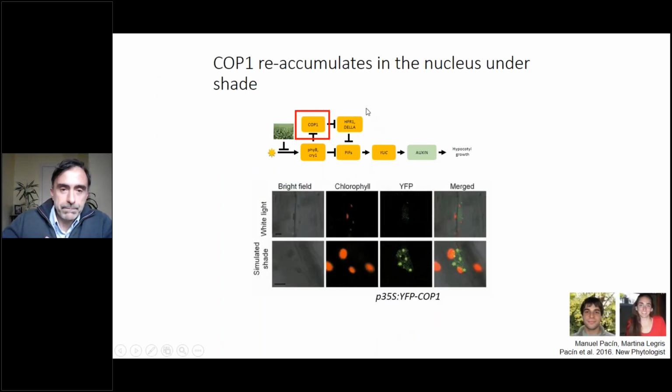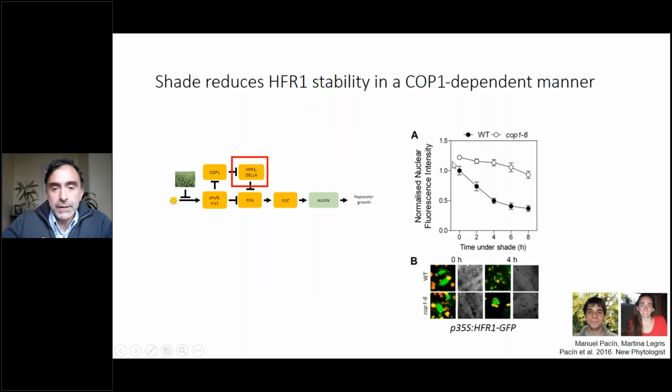In addition, we have this regulatory pathway, which involves COP1, which is an E3 ligase, which targets to degradation in the proteasome some negative regulators of PIFs. We can see here that under white light conditions, the level of COP1 in the nucleus is quite low, but in response to shade, COP1 accumulates in the nucleus. As a result of that, we can see here the level of HFR1 is reduced along the duration of the shade event. And in the COP1 mutant background, that reduction is much weaker.